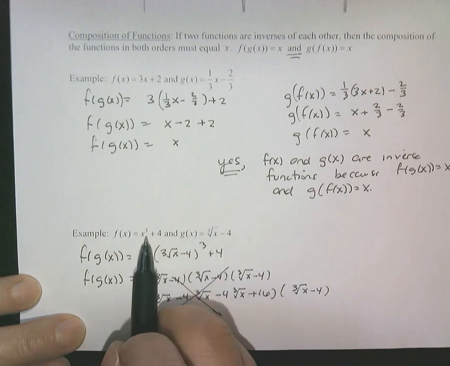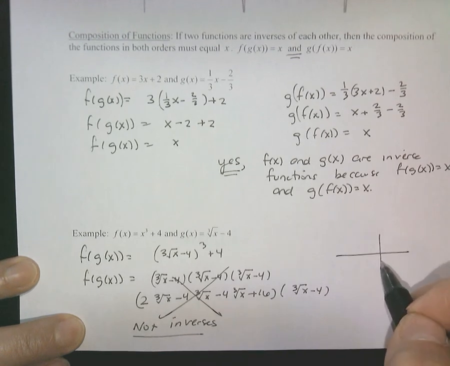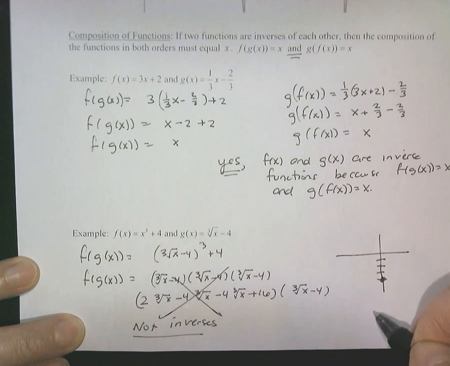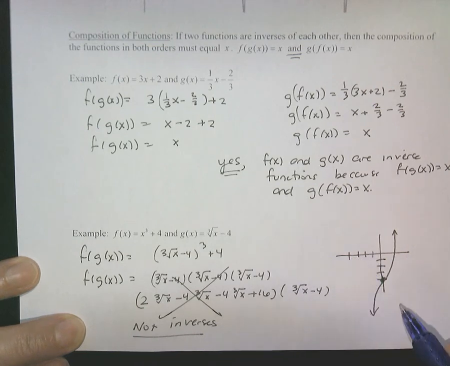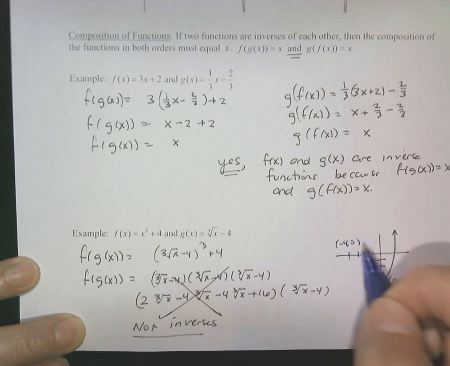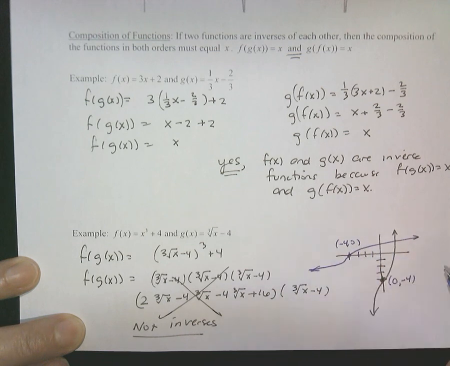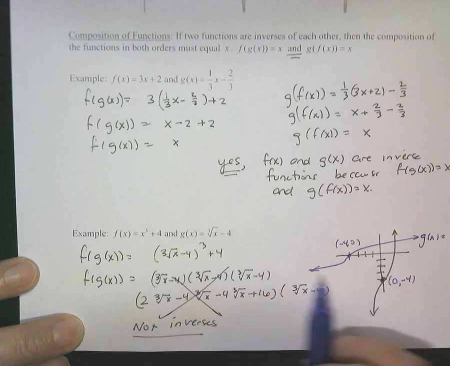If I would have taken this, I said this one moved down 4. So if I take this first function, it's going to look like this. The inverse function has got to go through this point here. If this is the point 0, negative 4, it's got to go through the point negative 4, 0. So to go through this point here, it would look like that. And this function would be g of x equals cube root of x plus 4, like that. These are inverses, but these ones are not.